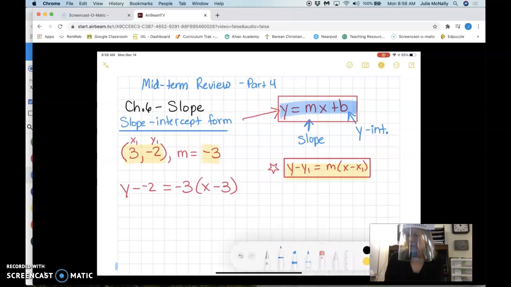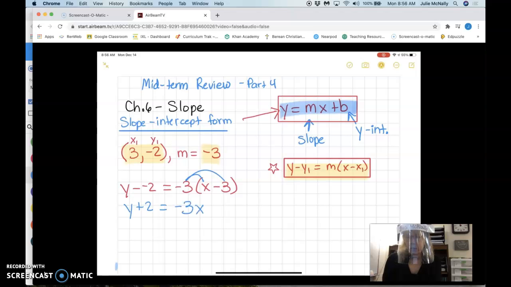So let's do that. First thing I'm going to do is change these two negatives to a positive. Now the next thing I'm going to do is distribute this -3. So -3 times x is -3x. And what's -3 times -3? -3 times -3 is +9.